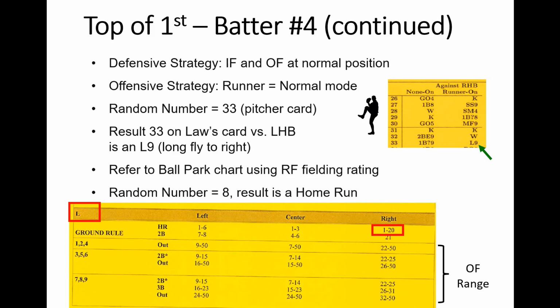L is one of those types of results where you have to get the result off the ballpark card. And the 9 means it's going to right field. So what we have to do is go to the L section of the Forbes Field card or chart. And since it's to right field, we go to the right side of this chart. We have to roll another random number. In this case, it's an 8, and it's a home run.